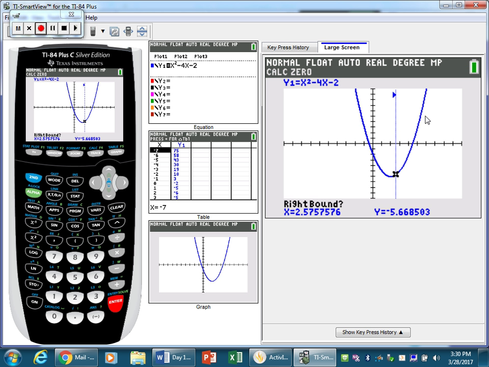Now I want to scroll all the way somewhere over here. So I'm going to use my cursor. I'm going to scroll, and I'm going to hit enter, and then a guess, you just hit enter again. And there you go, here's your 0. Again, let's round to 2 decimal places, 4.45.